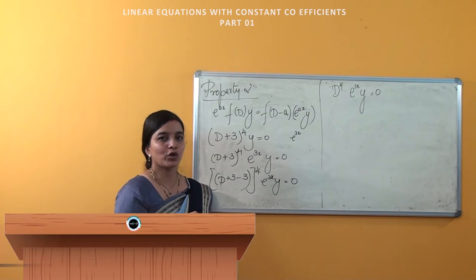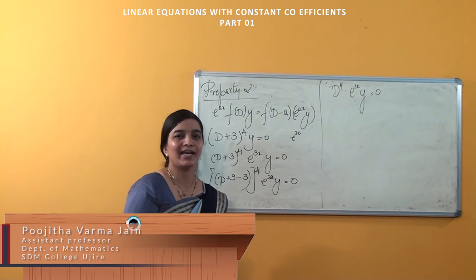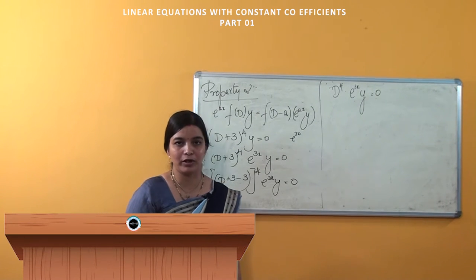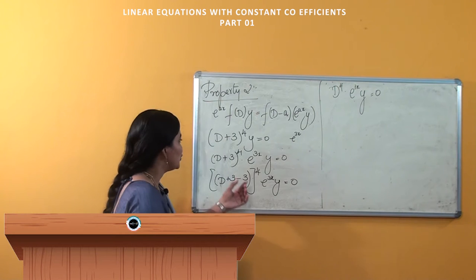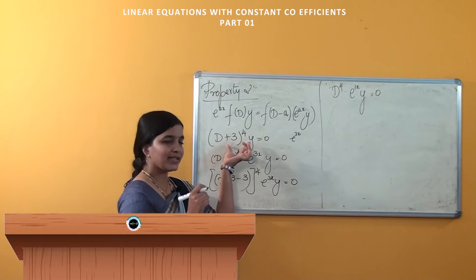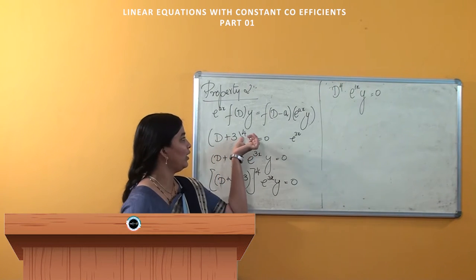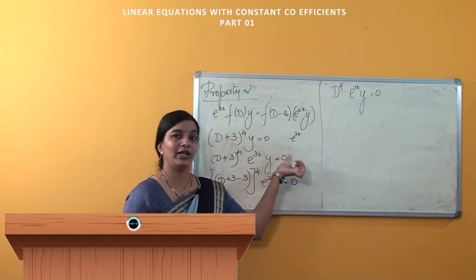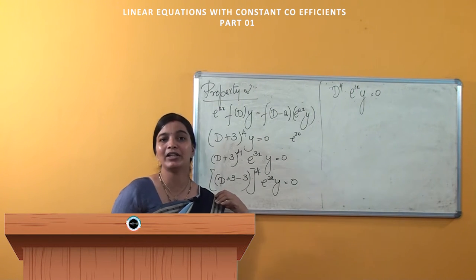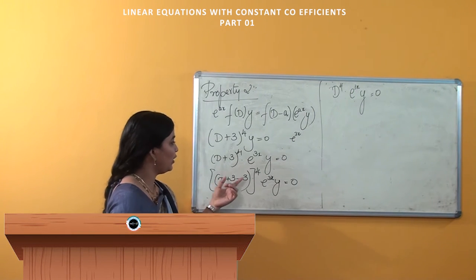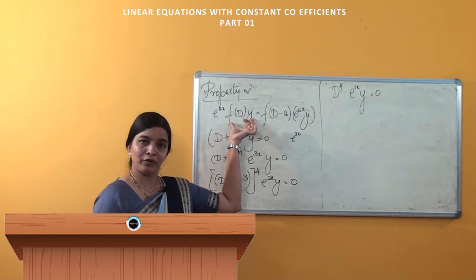We are going to solve a problem using the second property of differential operators. We have done half of it in our previous class. We considered the question as (D + 3)^4 y = 0. Then we multiplied both sides by e^(3x), so we obtained it in the given format.